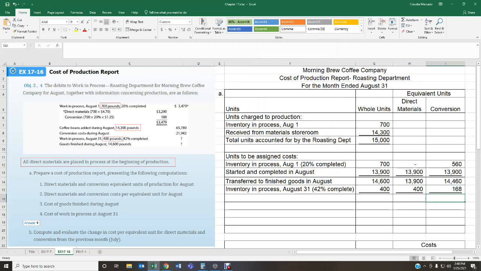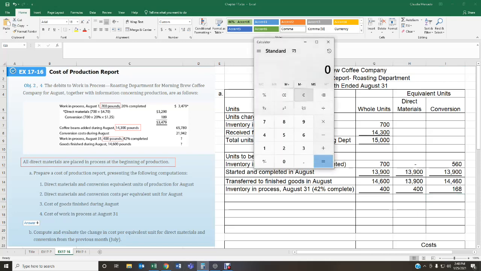So my inventory in process for whole units is I have 400 units that are not complete, that are pending to be completed. For direct materials, I'm going to add the 400 pounds. Why? Because the materials are added at the beginning of production. And then for conversion costs, I'm only going to add the percentage that was completed, which was the 400 times the 42%. And then that gives me the 168.